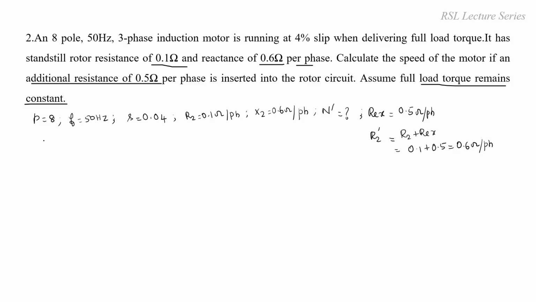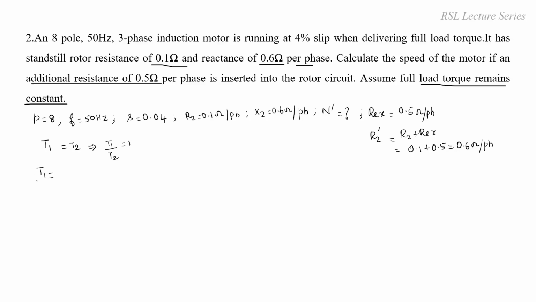Now the condition given is that in both cases the torque remains the same. That is, if we take T1 as the torque in the first case and T2 as the torque in the second case, then T1 by T2 will be equal to 1. So now we'll write the formula for T1.